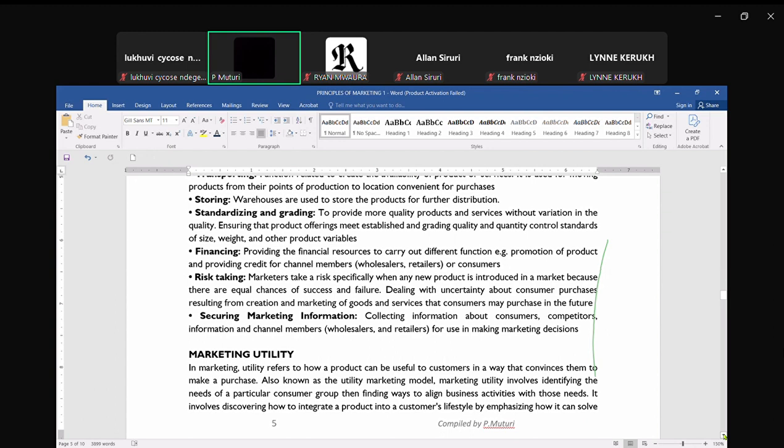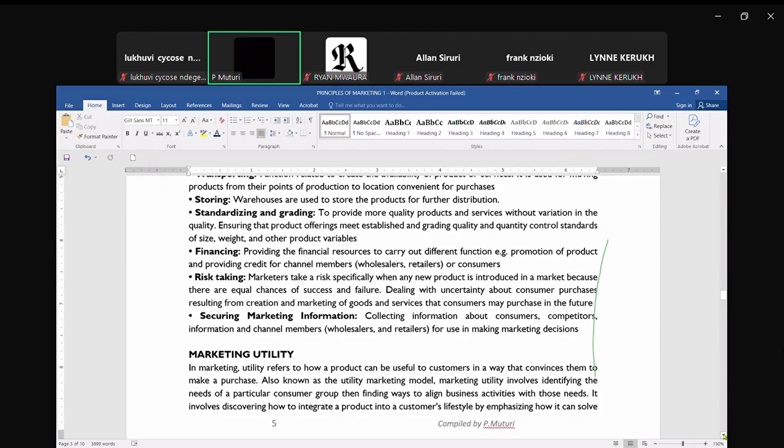Risk taking. In marketing, there's the risk involved, the business risk. Especially when any new product is introduced in the market, because you don't know how it is going to do for sure. So, for instance, when a new product is introduced in a market, there are equal chances of success or failure. So marketing also involves taking risks, dealing with uncertainty. Changes could happen in the market environment out there that may make the product not receive the kind of reception that you would have expected it to receive with the consumers or the target buyer.